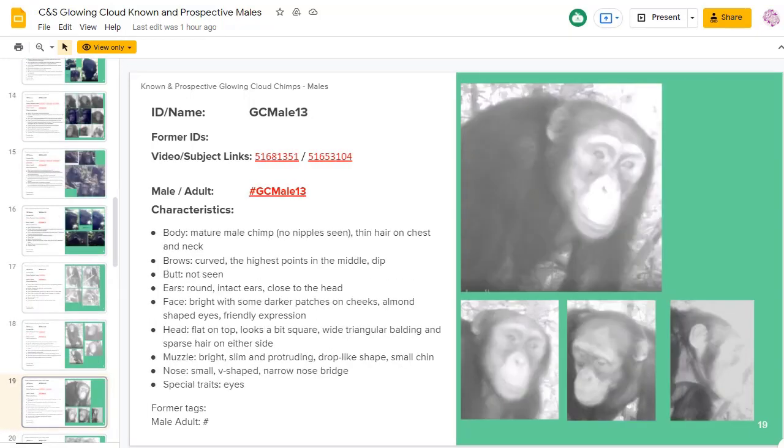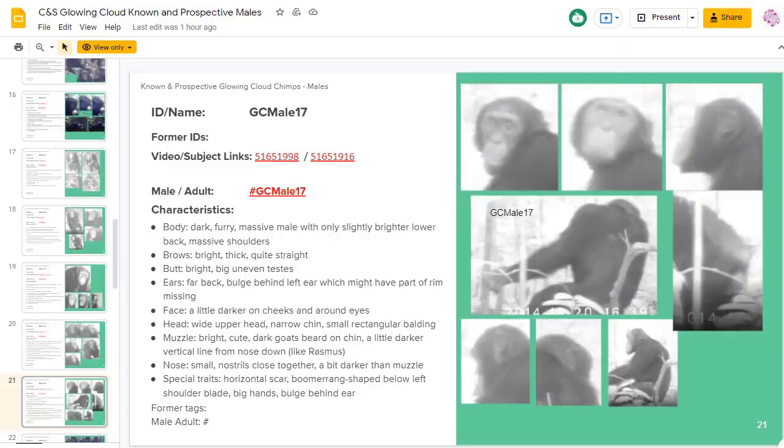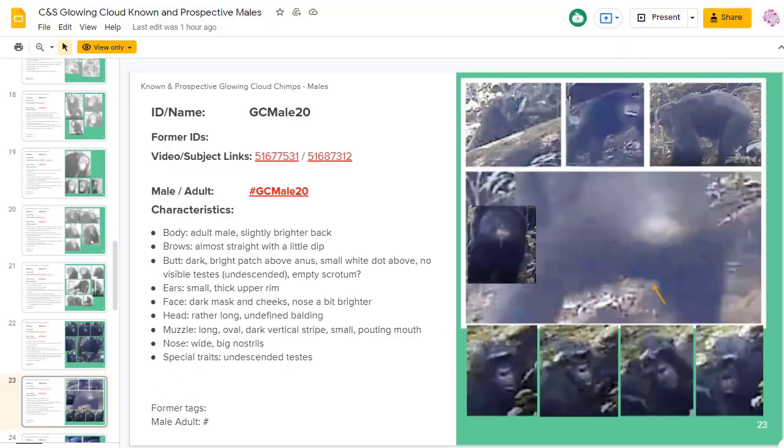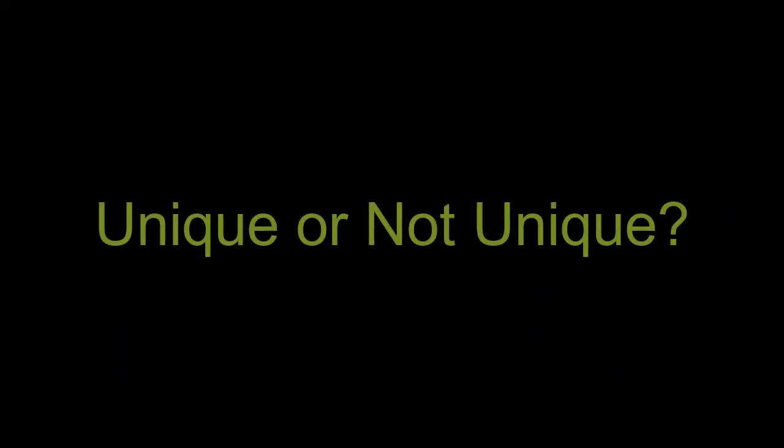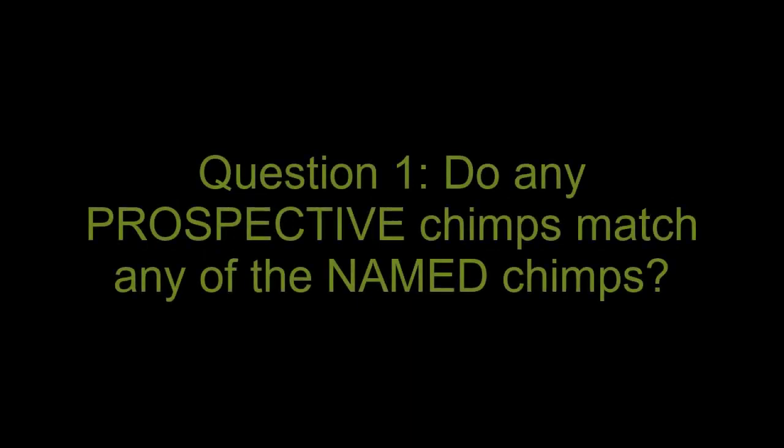We do this by trying to determine if any of our known and prospective chimps are definitely not a match to anyone we have already counted. In other words, are they unique or not? To do this, we need to ask three questions. Question 1 asks if any prospective chimps match any of the named chimps.